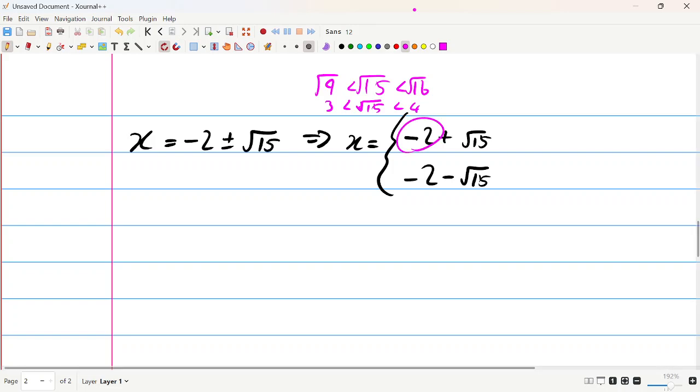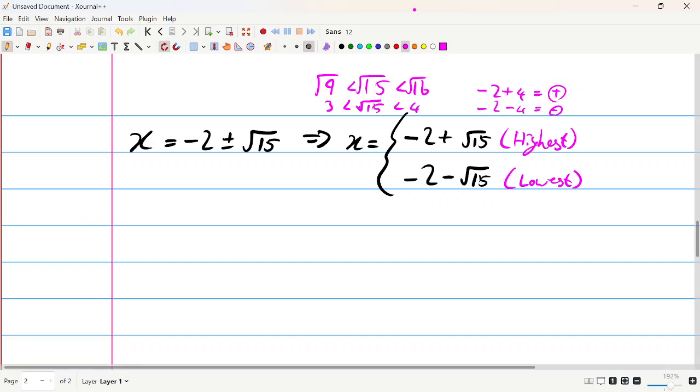So therefore it's bigger than negative 2. Let's just say that it's approximately 4. Then negative 2 plus 4 is still going to give us a positive value. And for this one over here, negative 2 minus 4, approximately, is a negative value. So this one is the lowest, and this one is the highest. And like I said, this is if you don't have a calculator. You can just use this method.